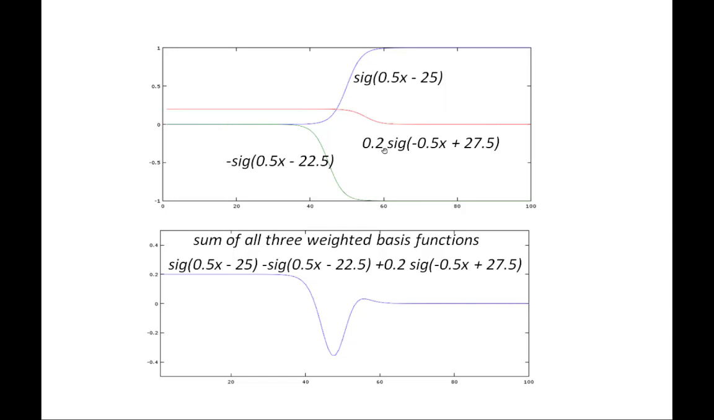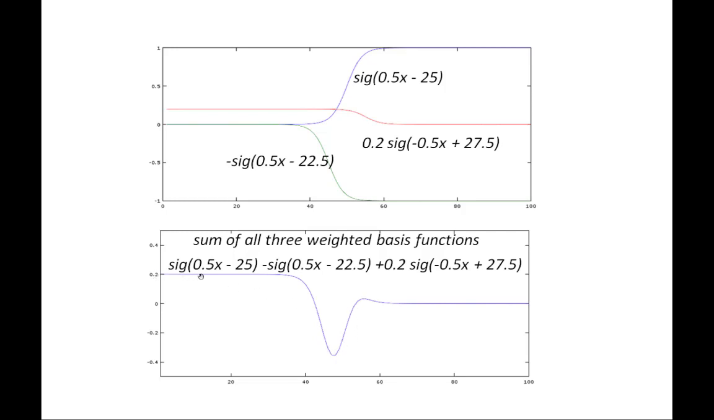So this is 0.2 times sigmoid of minus 1/2 x plus 25/7 x. This one, the blue one, would be sigmoid of 1/2 x minus 25. And the green one is minus 0.5 x minus 22.5. And if you sum all of them together, you get this pretty interesting behavior.